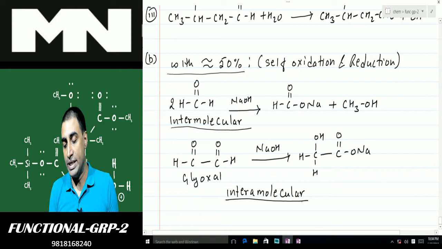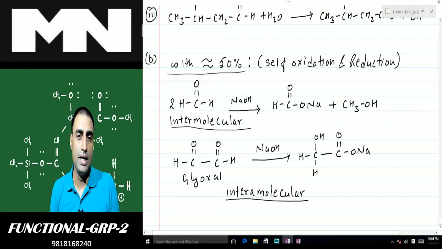In this, we did the method of preparation of aldehyde and ketone. After that, we did the properties. We did all 5 types of properties, that is nucleophilic addition followed by elimination of water molecule. After that, we did its oxidation, reduction, and reaction with base. In that, we did aldol and Cannizzaro, that is intermolecular and intramolecular Cannizzaro.